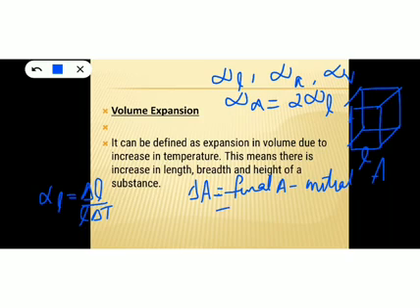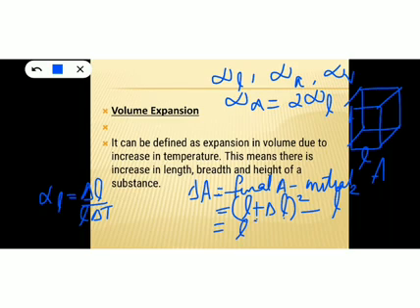Now, what is the final area? The area of the cube is A square, where A is the side of the cube. Here the side of the cube is L. So the final area is L plus delta L whole square, because finally the length of the cube has been increased by delta L. So the final area will be L plus delta L whole square minus the initial area, which will be L square. And when you expand L plus delta L whole square using the identity A plus B whole square, and subtract, you will get another term.